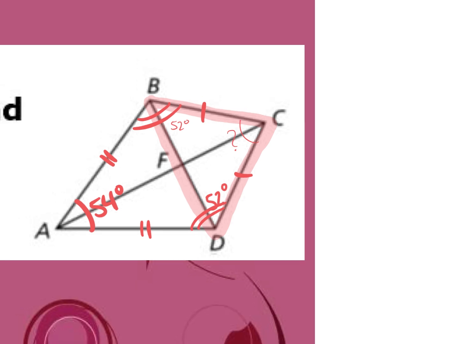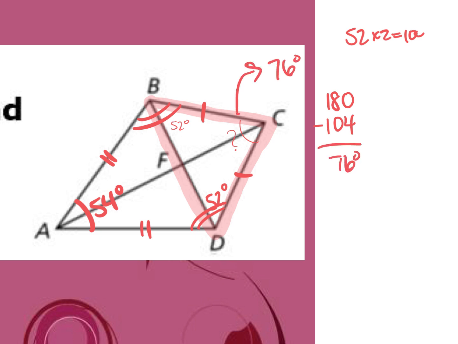You subtract or divide 54 by 2. No. You add them together and subtract them from 180. Add 52 together and subtract it from 180. So we're going to do 180 minus 104, because that's what 52 plus 52 is. And we should get 76 degrees. So this angle is 76 degrees.